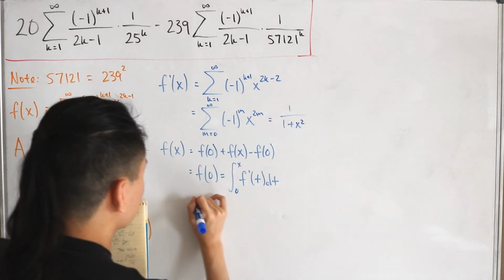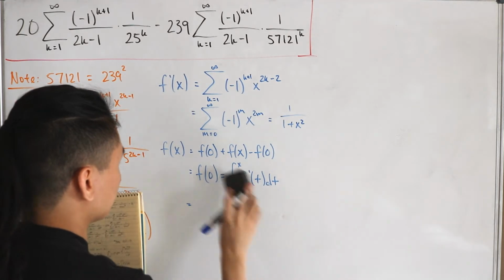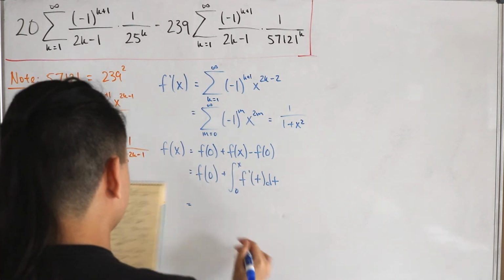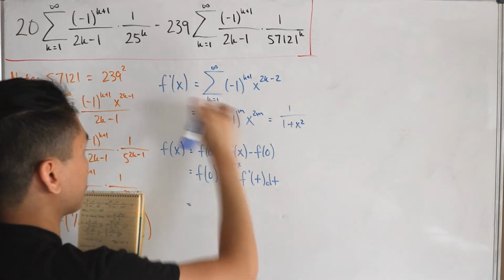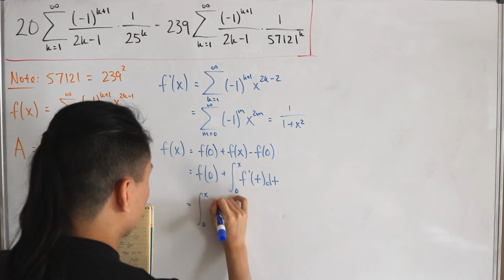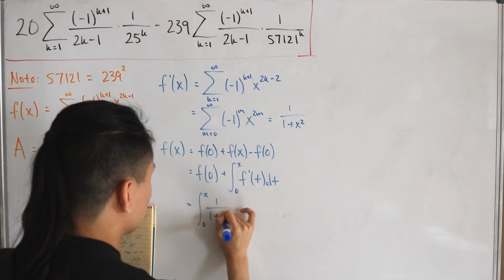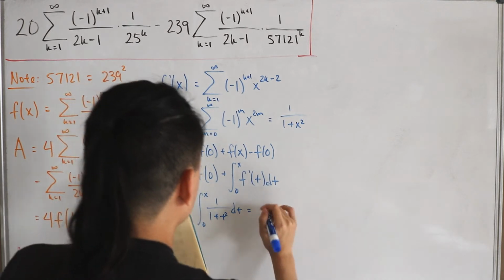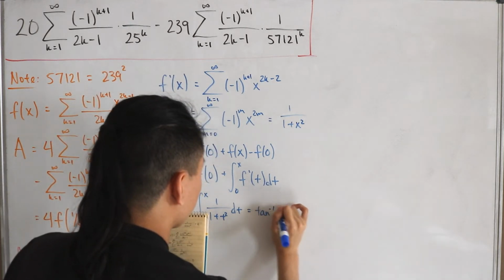So in other words, this is supposed to be a plus over here. I wrote equals by mistake. Then with this, we can just substitute f prime of x, now in the world of t, so this will be the integral from 0 to x of 1 divided by 1 plus t squared dt, which we know the antiderivative exists, that this is actually just inverse tangent of x.